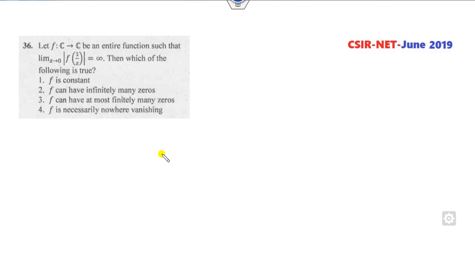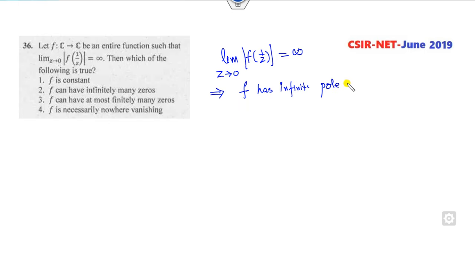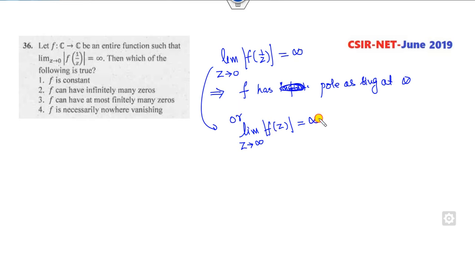Okay, look at another example. F is given to you as an entire function such that f approaches infinity. What is the meaning of that? If a function has an infinity value, that means it has a pole as a singularity. If it is infinity, it means it has a pole as a singularity at infinity. Or you can also write this as z approaches infinity, f of z is infinity.